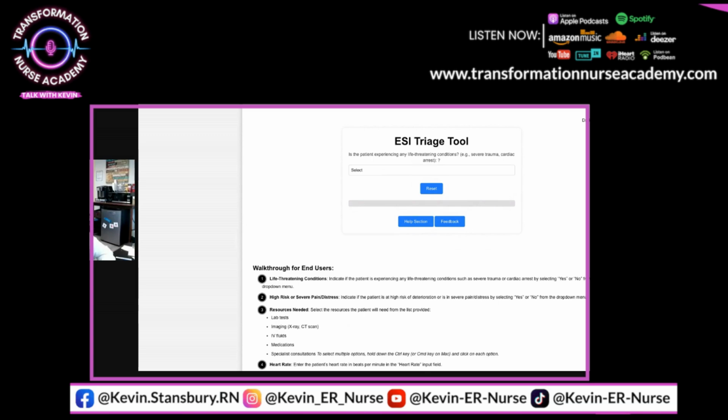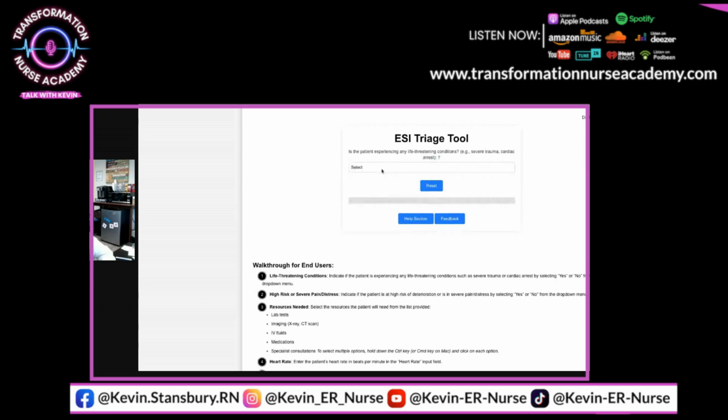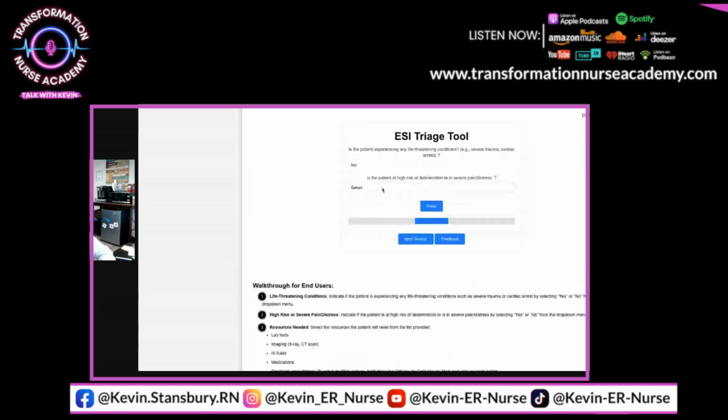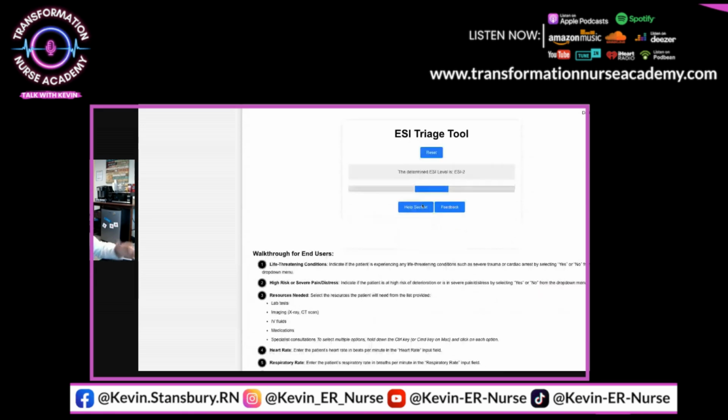Is the patient experiencing life-threatening conditions, severe trauma, cardiac arrest? As soon as you say yes, boom, it's an ESI 1. You don't even have to guess about that. It takes the guessing off of that. All right. ESI 2, we're going to go back. We'll say no. But if you say the patient is at risk for deterioration or is in severe pain or distress, as soon as you say yes, boom, ESI 2. So those are pretty easy.